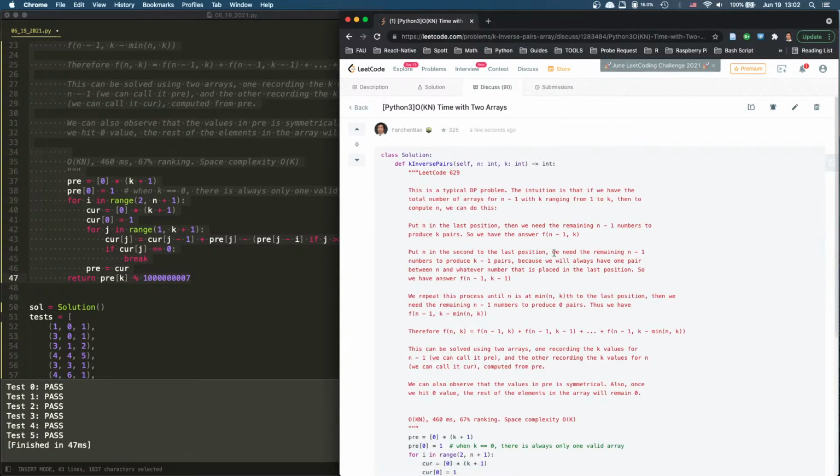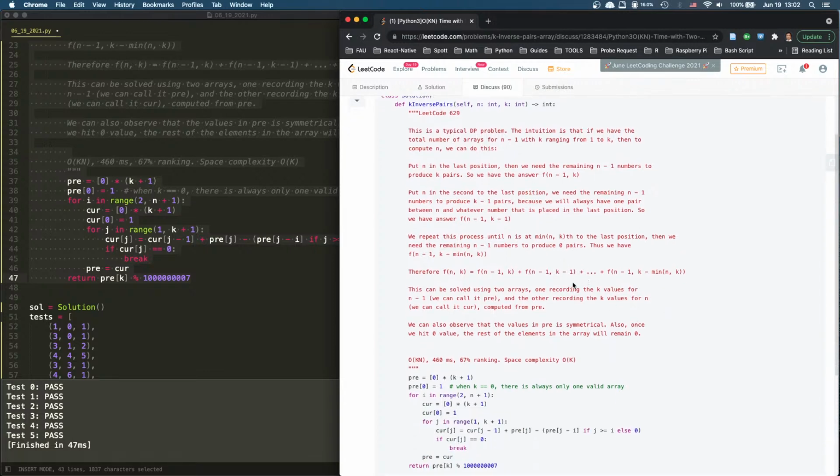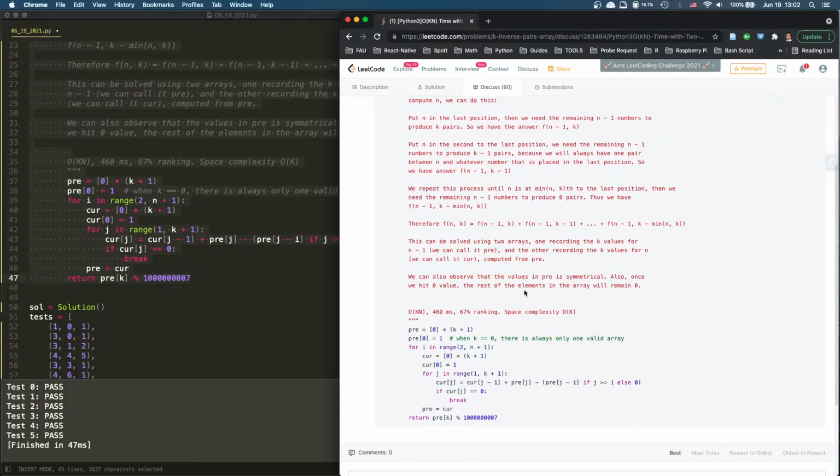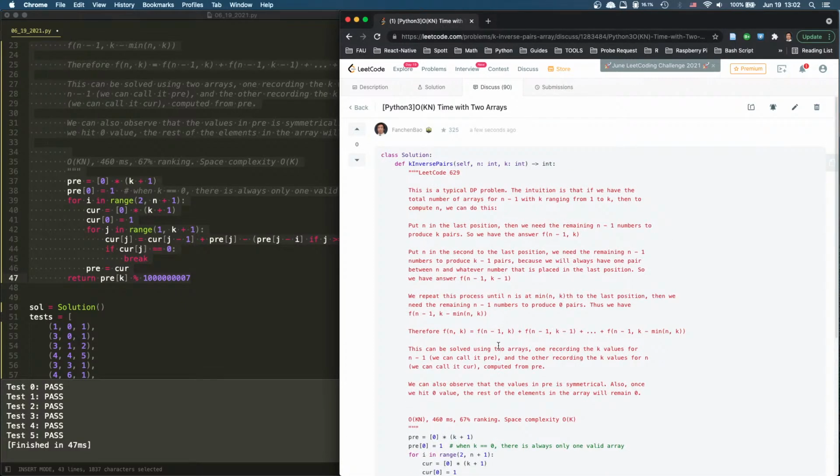And in the second to last position, we need the remaining to produce. So we'll always have one pair between whatever number is placed in the last position until n is at min and k to the last position. Then we need the remaining n minus 1 to produce 0 pairs. Right. Two arrays, one recording the k values for n minus 1, and the other recording the k values for n computed from pre. Yep. All right. That's it.